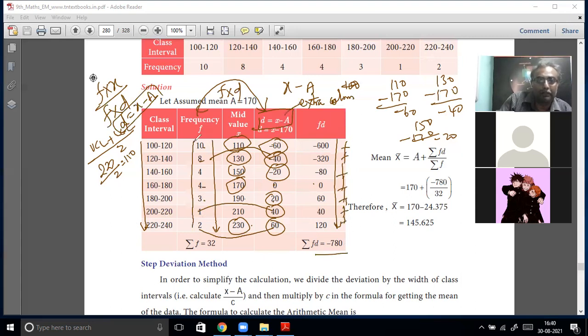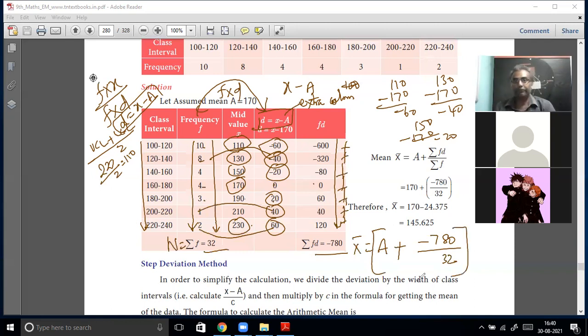You add up all the frequencies also. This is n. n is equal to 32. So minus 780 is your sigma fd. So now you do minus 780 divided by 32. x bar is equal to a plus sigma fd by n, that is assumed mean plus minus 780 by 32. Minus 780 by 32 is how much? Minus 24.375. So you have to do 170 minus 24.375. That is 675.